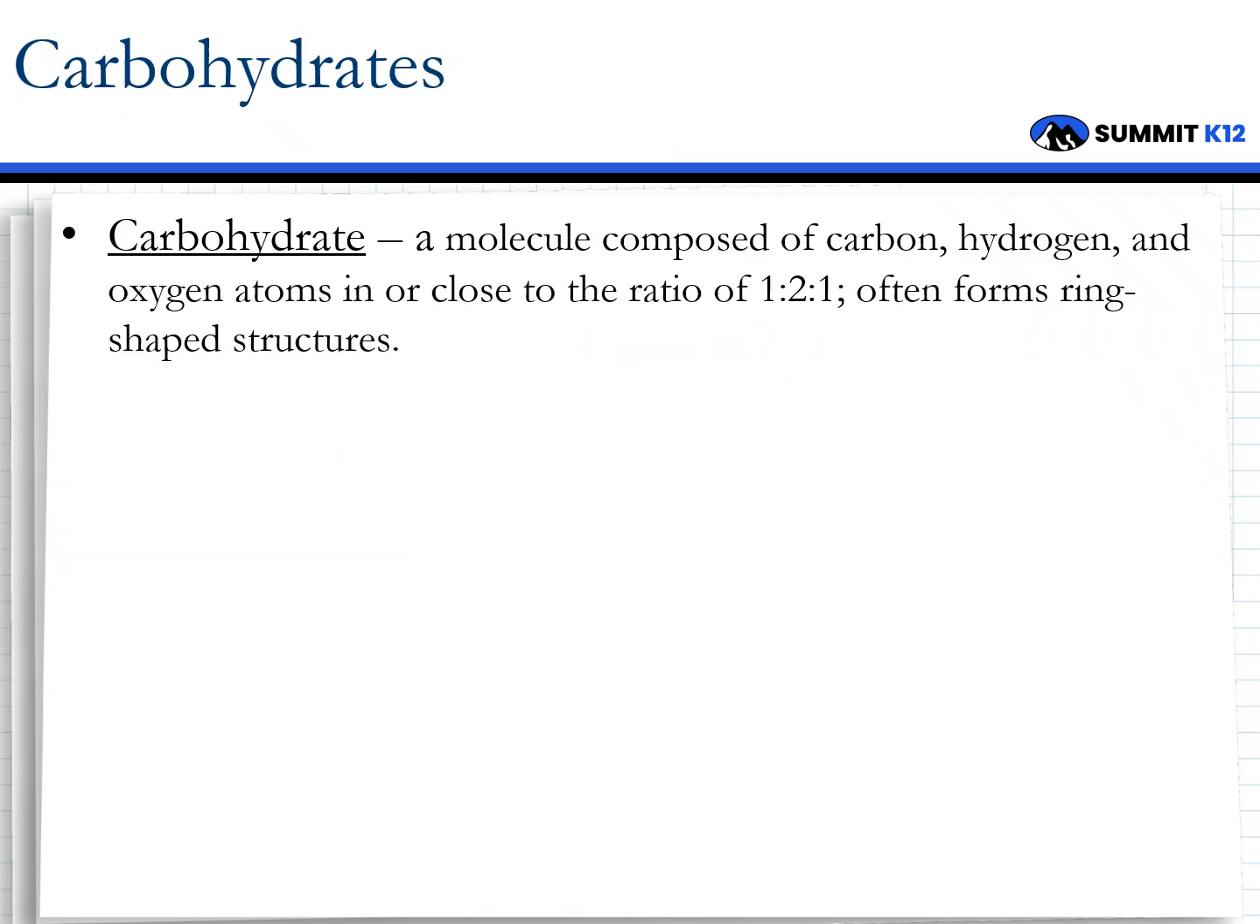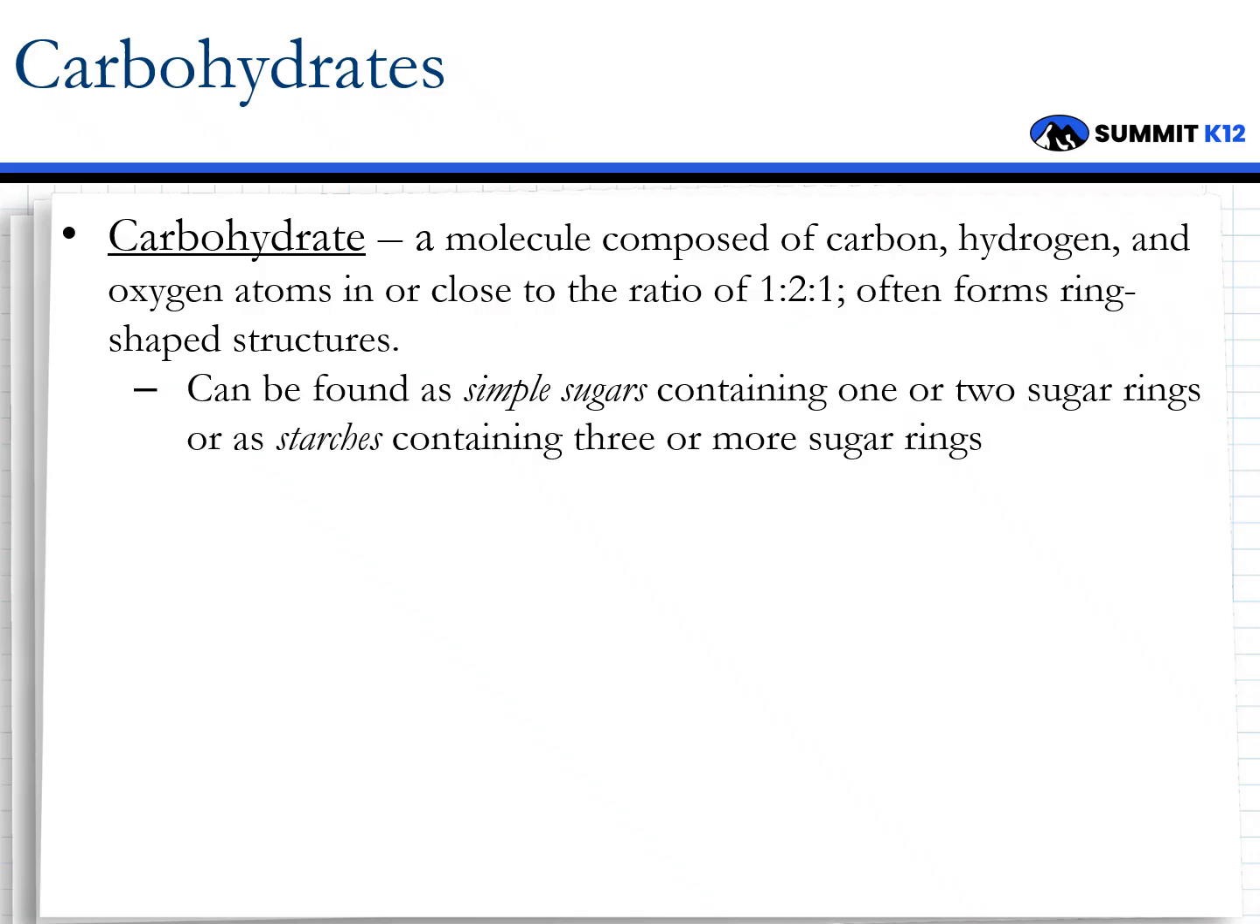So carbohydrates, these are types of food like bread, and they contain carbohydrates, most commonly known as sugar. A carbohydrate is a molecule comprised of carbon, hydrogen, and oxygen atoms, and it is close to a ratio of 1 to 2 to 1. Often these form ring-shaped structures. The most common one that we talk about is glucose, C6H12O6. So we can see that 1 to 2 to 1 ratio.